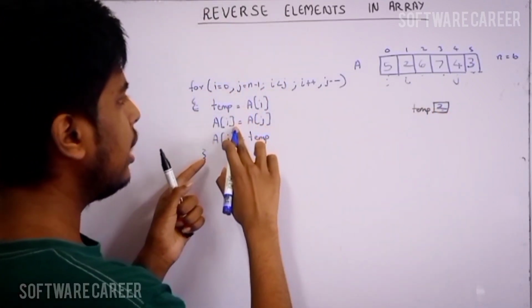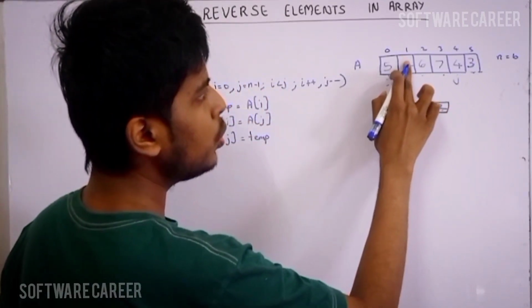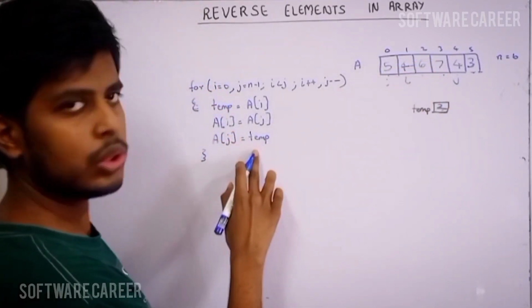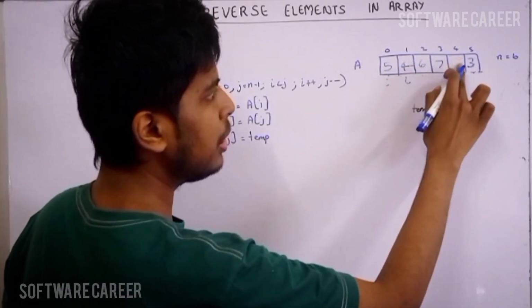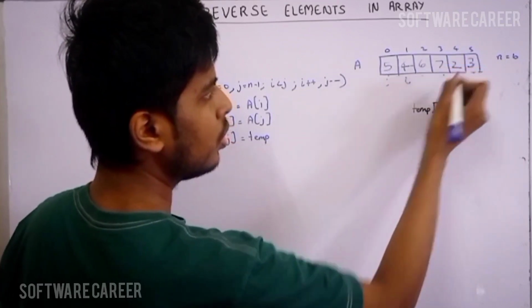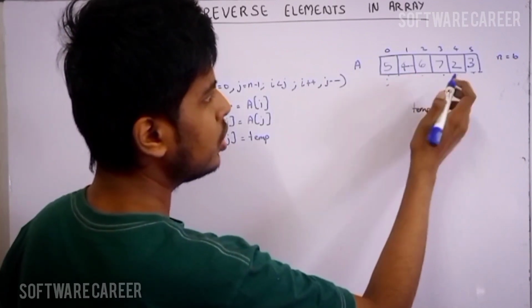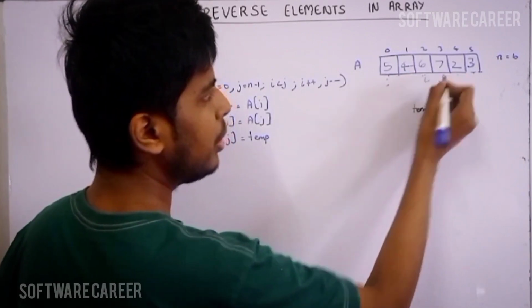Now A of i equals A of j. This 2 gets replaced by this 4. Then A of j equals temp, so this 4 gets replaced by this 2. Now 4 and 2 got swapped. Then i plus plus, j minus minus. So i will be here, then j will be here.